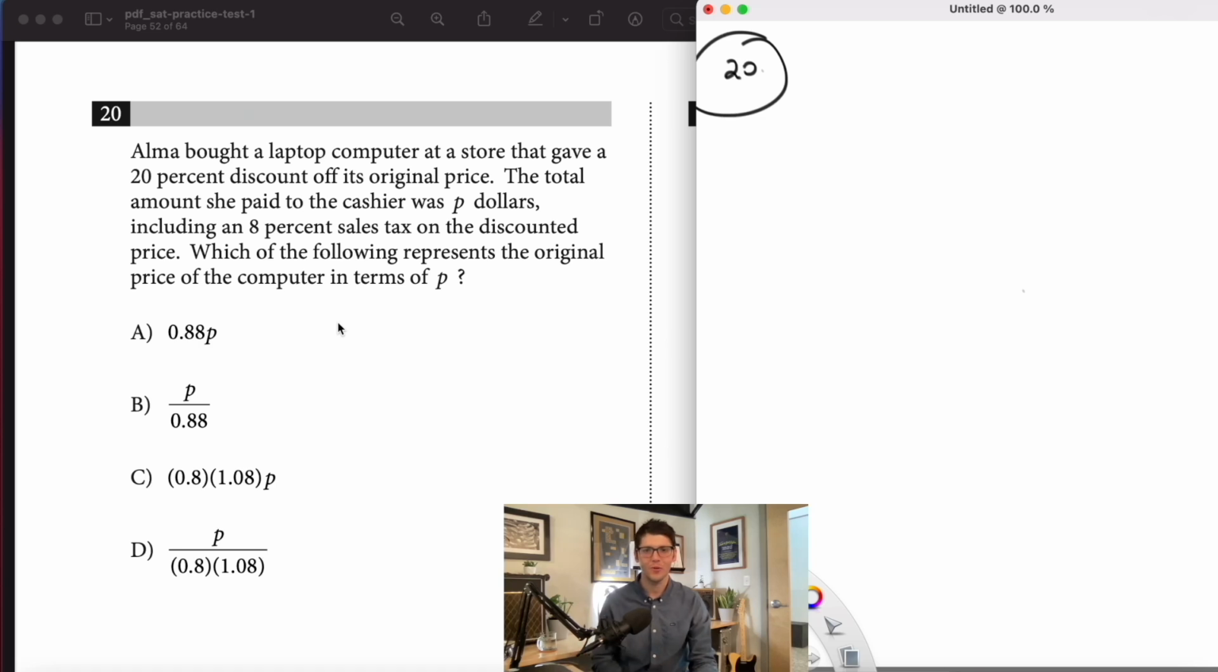Okay, folks, so number 20. Whenever we have a paragraph like this, we're going to work backwards from the last sentence. And the first thing to notice is variables in the answer choices, which means we're going to pick numbers. Which of the following represents the original price of the computer in terms of P?